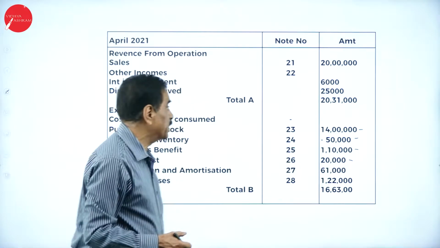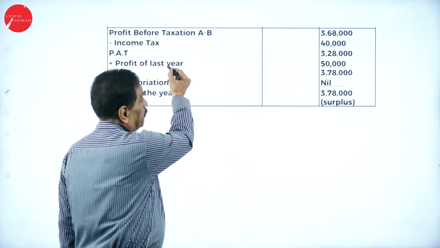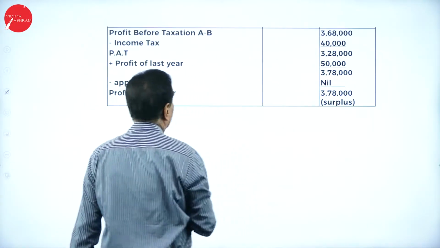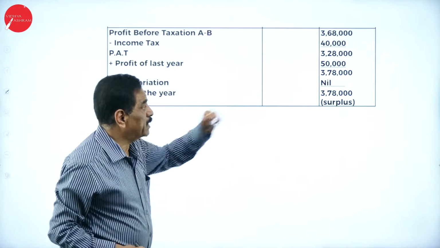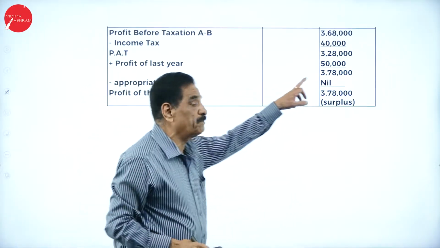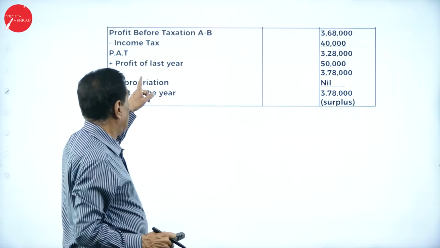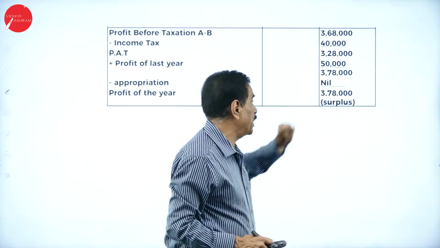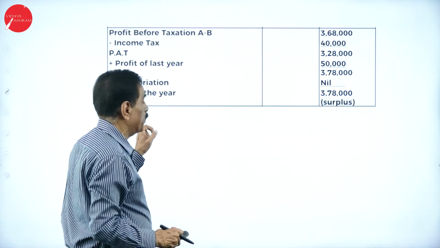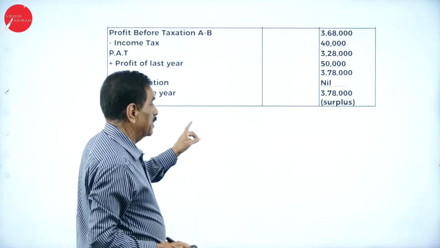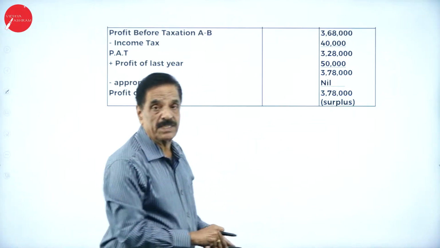Then other expenses. If we add now, it becomes profit before taxation, minus income tax 40,000. This is profit after taxation. Profit of the last year 50,000, 3,78,000. There is no appropriation. Profit for the year, surplus is 3,78,000.